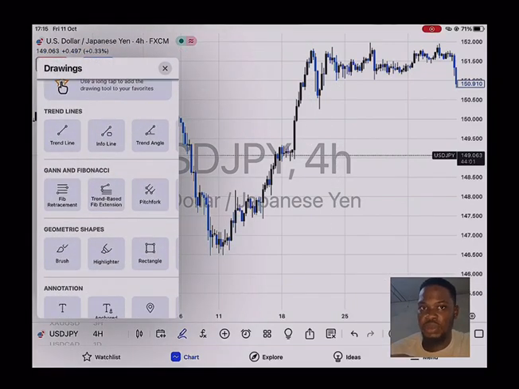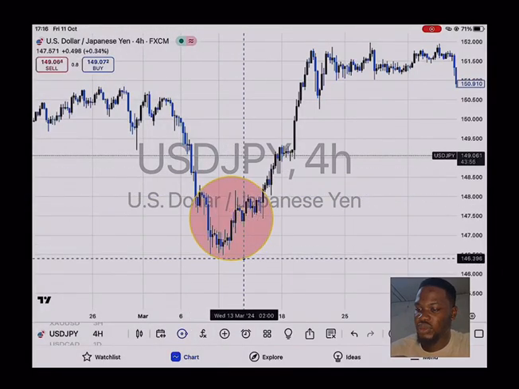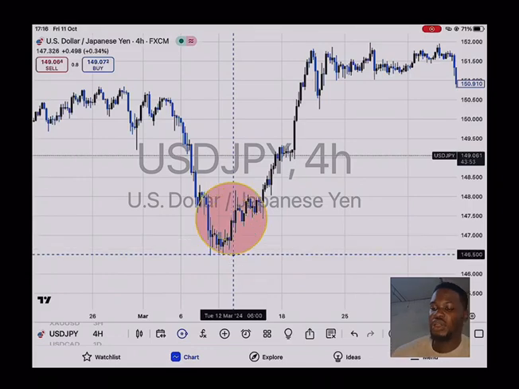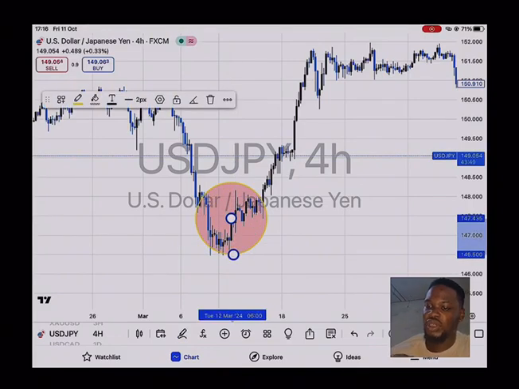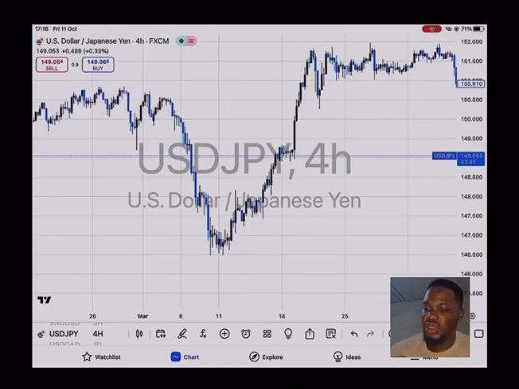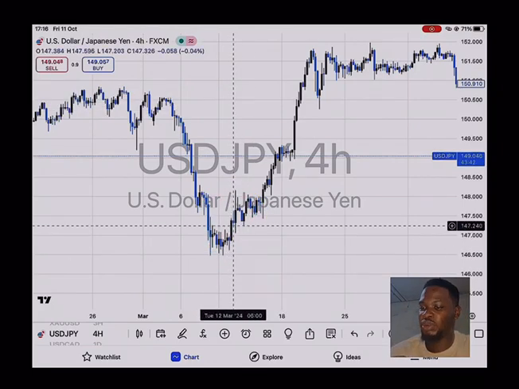This is a very good example of a Marubozu. This one right here. This candlestick pattern is a very good example of a Marubozu. This black candlestick here is a very good example of a Marubozu.